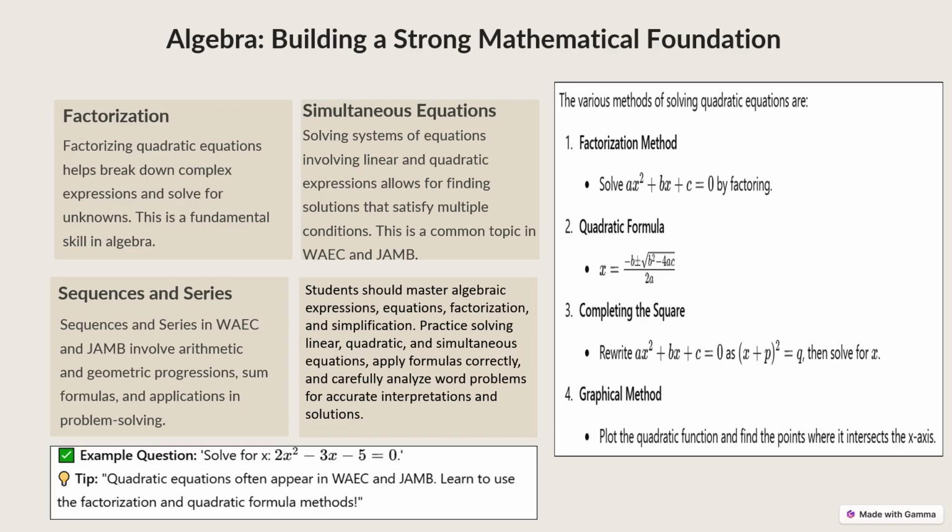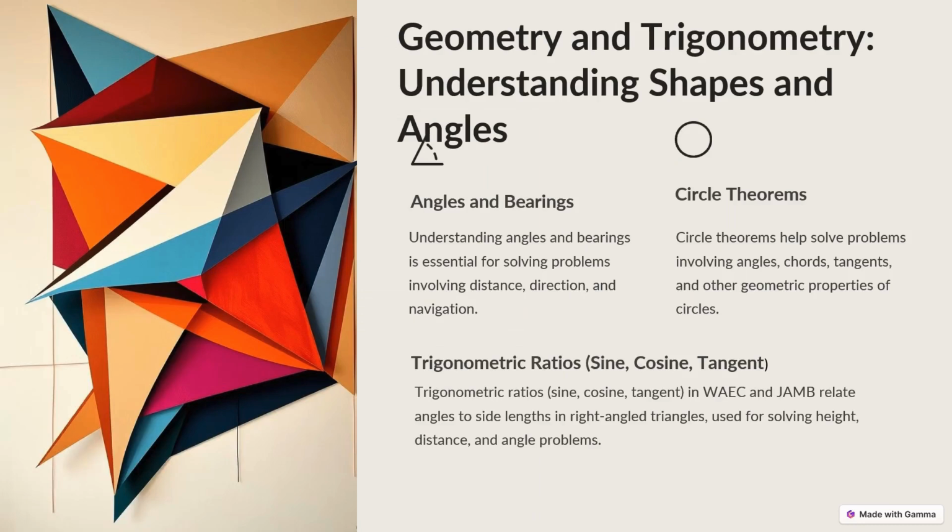Example, if you have 2x squared minus 3x minus 5 is equal to 0, you will be asked to factorize this. The tip here is that quadratic equations often appear in WAEC or JAMB. Learn to use the factorization and quadratic formula methods. The next broad topic is geometry, trigonometry, understanding shapes and angles.